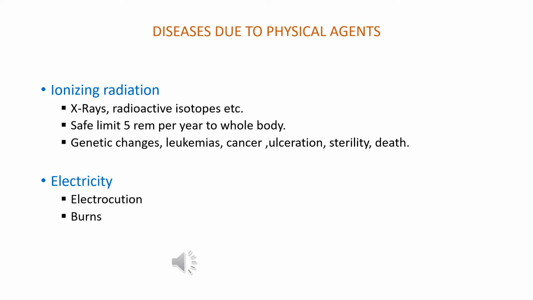Next in physical agents is ionizing radiation, and the examples of which are places where X-rays are used or where radioactive isotopes are used. For example, in certain medical facilities, radioactive isotopes are used. So safe limit of radiation is considered to be 5 rem per year to the whole body. Anything above than that is considered unsafe. It may result in genetic changes, certain cancers, ulceration, sterility, or death. Another physical agent is electricity. It may result in electrocution or it may result in burns.